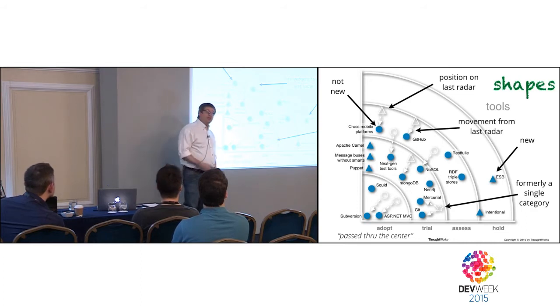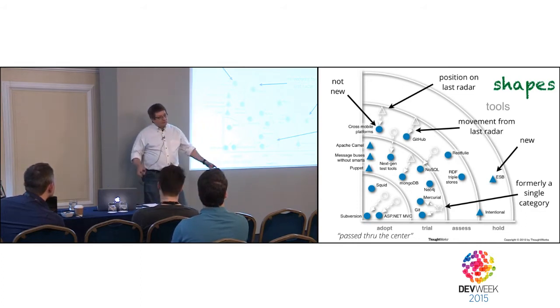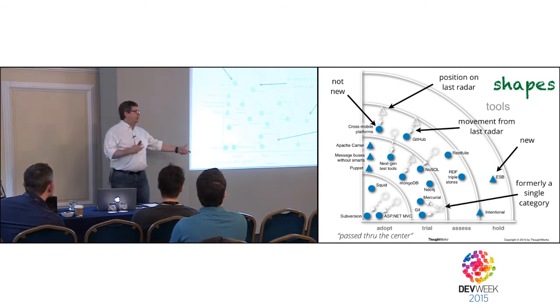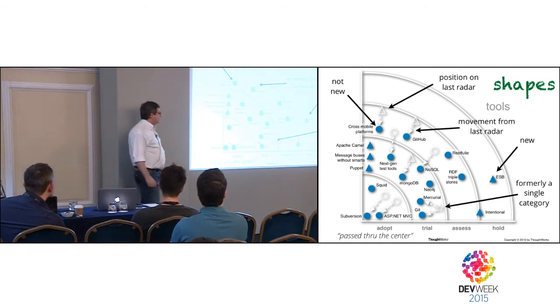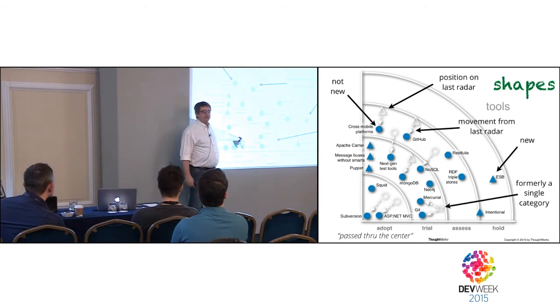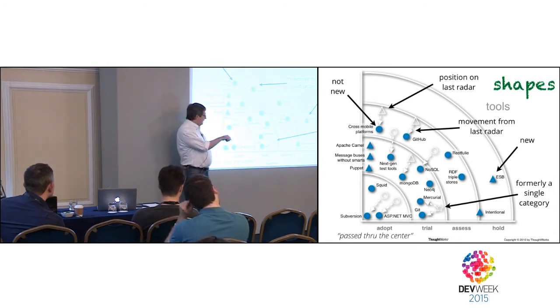So let me give you an example of how this might play out with some popular technologies out there. Let's say we were doing these radars back in the early 90s. CVS would be an adopt because it's the clear winner in the open source version control. And then Subversion pops up and it's very promising. It moves through assess and trial, ends up in adopt. And CVS ends up in hold.